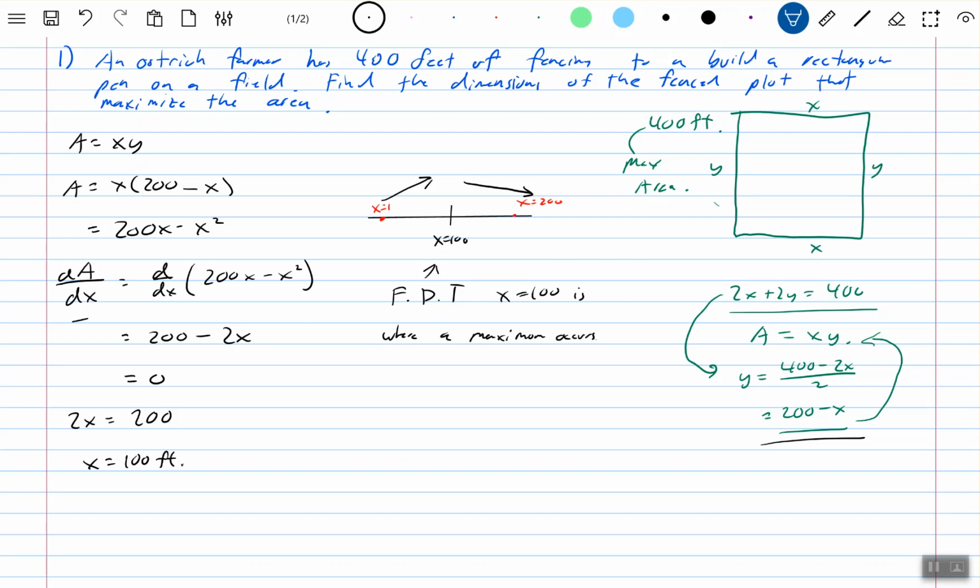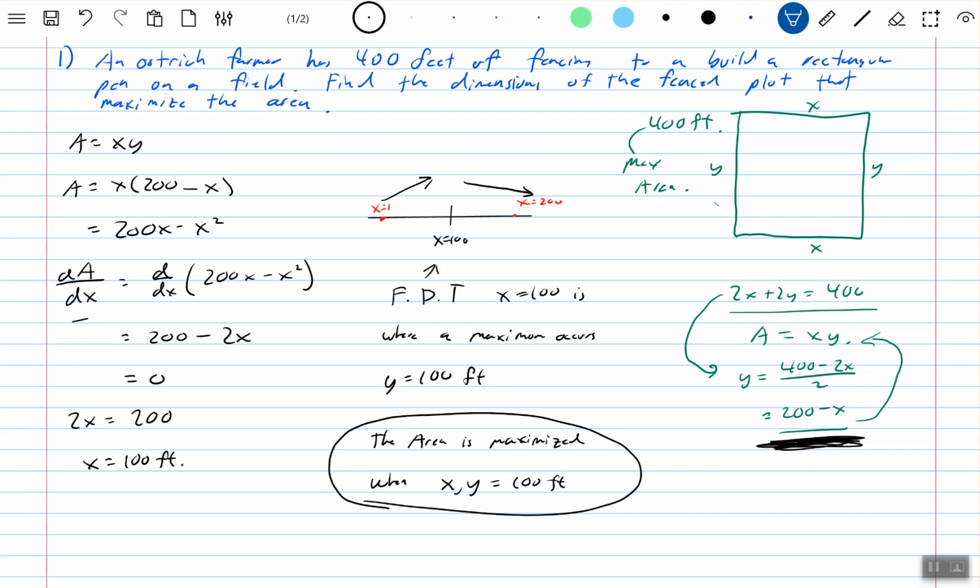But we need to find all the dimensions. x is equal to 100 is just one dimension. How can we find the other? We take x equal to 100 and plug it in right over here into this guy. So that tells us y is equal to 100 feet. That is also another variable that gives us the maximum. So that means our answer is the area is maximized when x, y equal 100 feet.